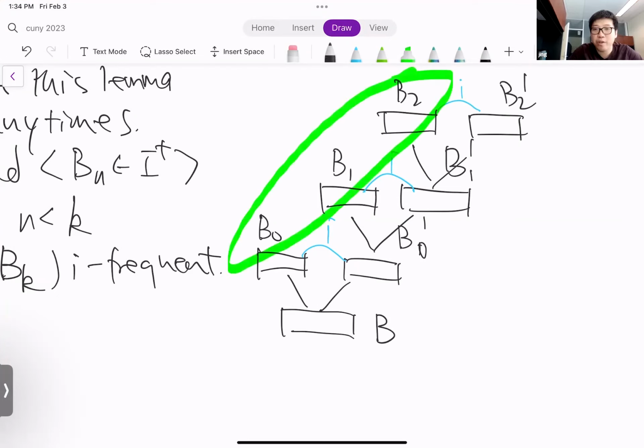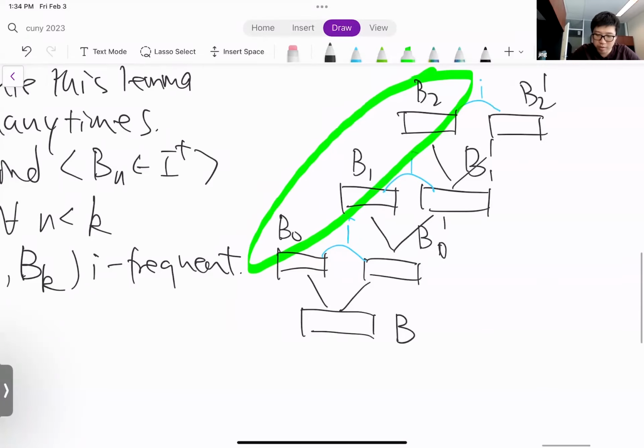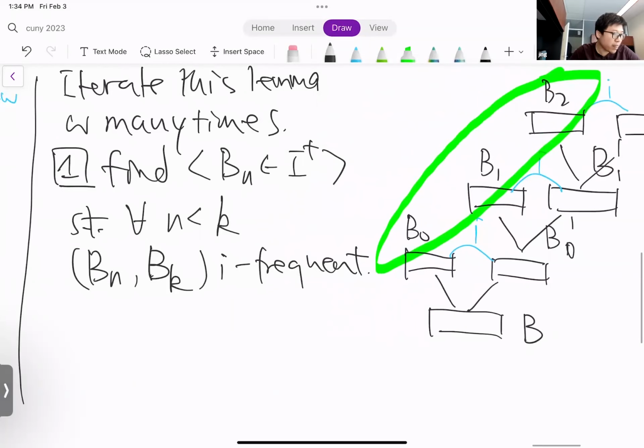This being I frequent is inherited. If B0 and B1 are I frequent, then any positive subsets of them are also I frequent. Because remember, being I frequent involves a for all quantifier. We say for all positive subsets, something is true.